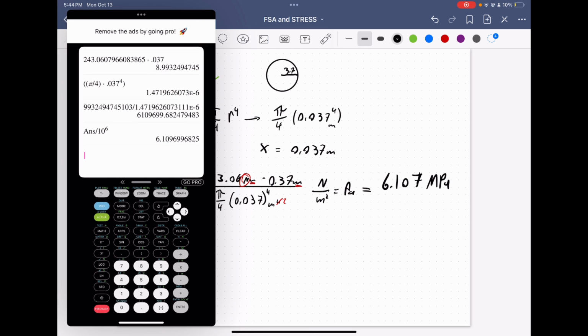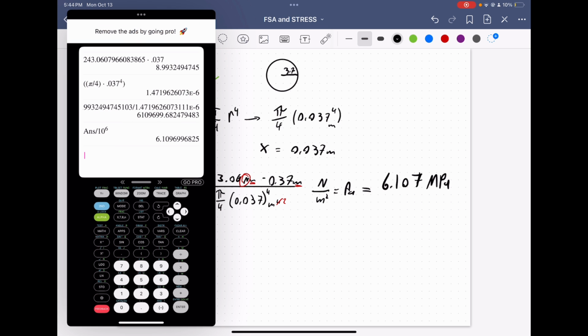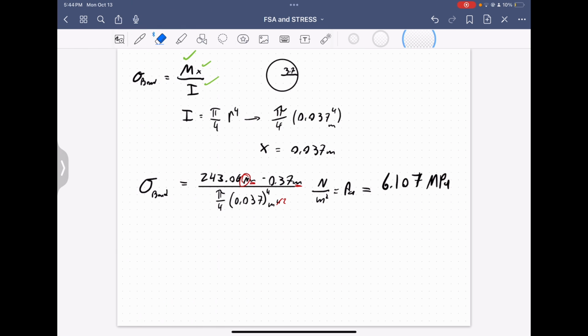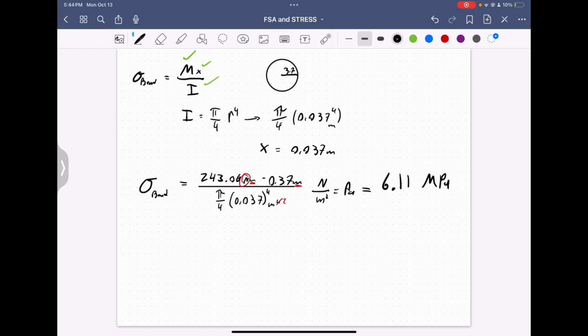Right? 107. No. 6.11 MPa. There we go. Again, I'm making the mistakes so you don't have to.